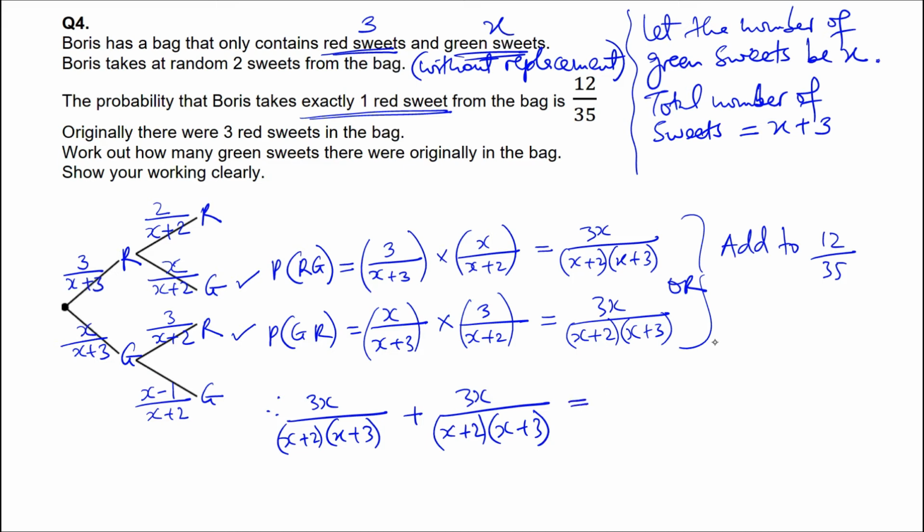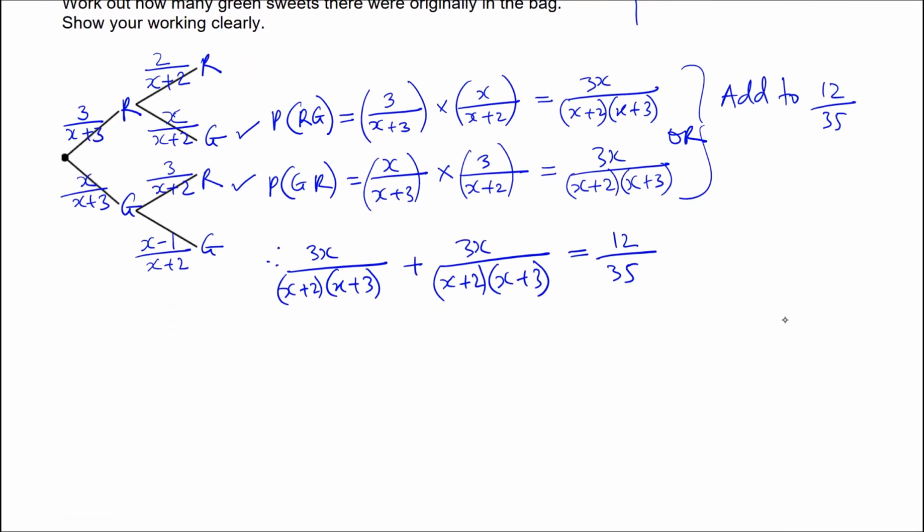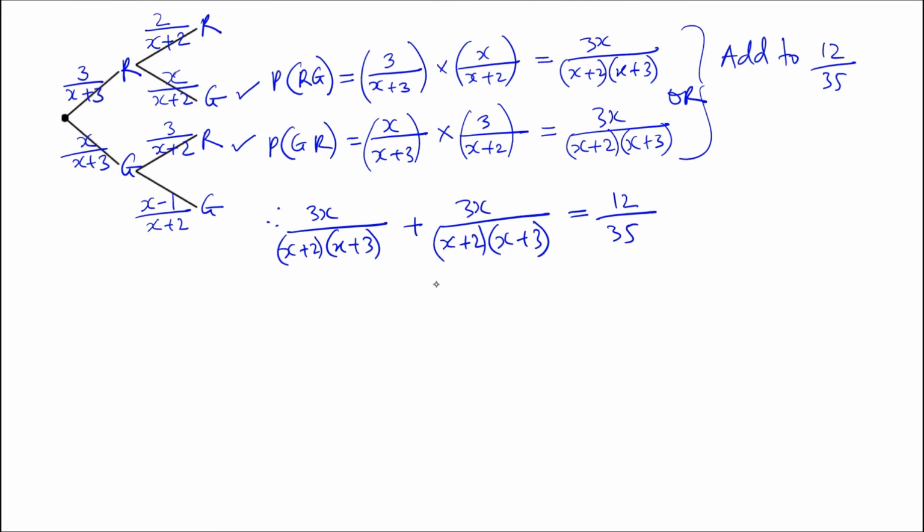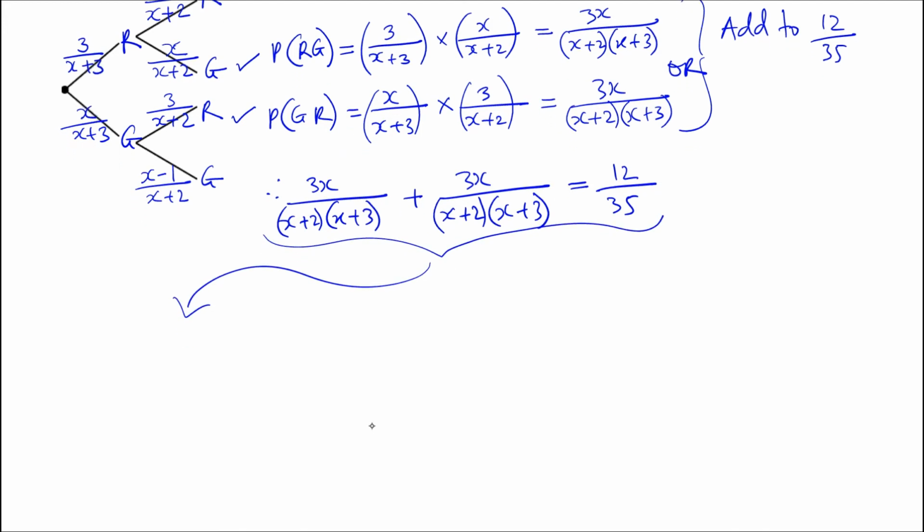And this 2, because here the probability that Boris takes exactly 100 sheets from the bag is 12 over 35. It means that this probability is added to 12 over 35. And then from here, it's just the algebraic process of solving it. So let me just bring all this to one side here. So this expression can be written as this.